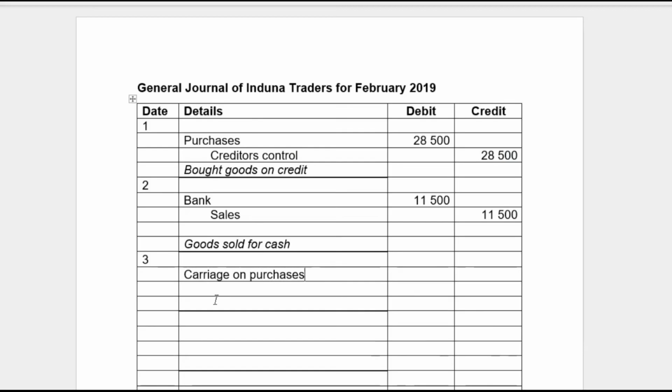You debit carriage on purchases and credit what? Bank. And credit bank there. And then your narration will be delivery cost paid for cash. Delivery cost paid.